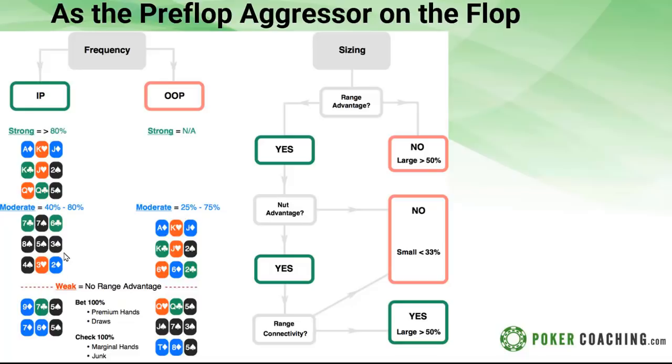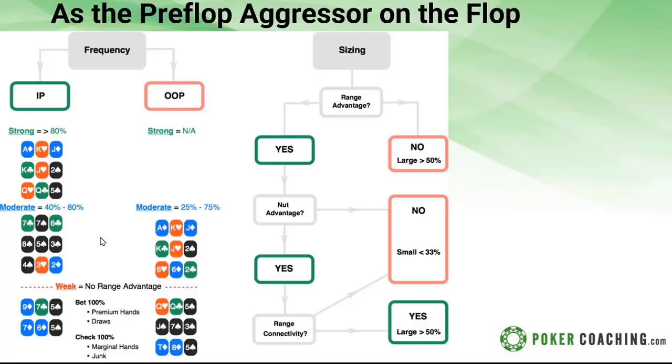But in this scenario, you're going to want to be betting moderately, roughly half the time, between half and 80% of the time, clearly. And then when you have no range advantage, like on 9-7-5 or 7-6-5, you're going to want to be checking a lot. And in that scenario, this is where the standard poker coaching method of teaching you to bet with the premium made hands and draws and checking the marginal made hands and junk really comes into play.